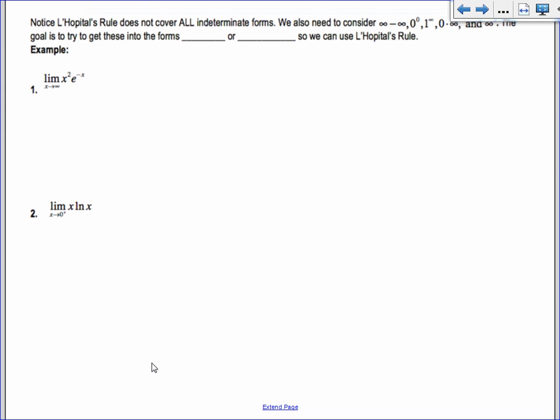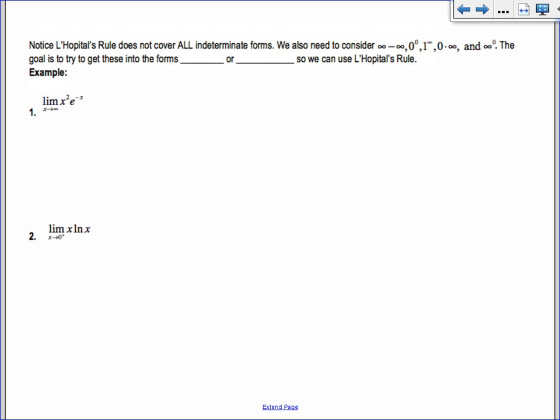All right, so it says, notice L'Hopital's rule does not cover all of the indeterminate forms. So all of the things where you're like, I don't know if this does not exist. I don't know what this is. I can't determine it. So you also have to consider other things, like if you have infinity minus infinity, or 0 to the 0, or 1 to infinity, or one of these different things. So your goal is to try to get these into the form 0 over 0 or infinity over infinity. And then when it's in one of those forms, you can use L'Hopital's rule.